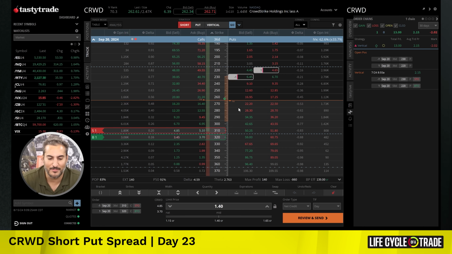So I'm going to look to sell this at about $1.40. This will put us at a net $3.50 or 60-cent credit here, which is 1/3 the width of the strikes. It's exactly what we look for on entry with an iron condor, but I'm really just trying to take advantage of this huge move that we've had in CrowdStrike.